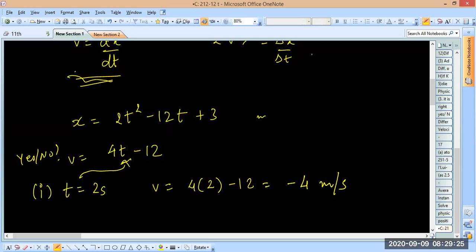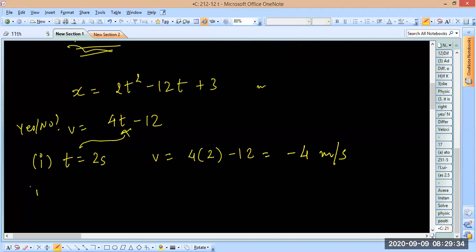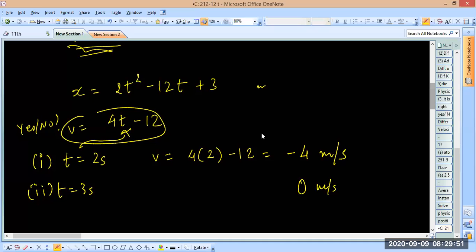Okay. Right. Now let's go to the second one, which is t equal to 3 seconds. This is easy to do now. Obviously the answer will be 0 meter per second. And the last one will be 4 meter per second.